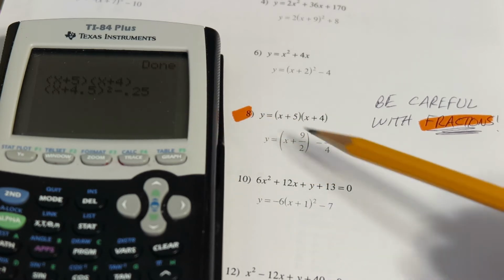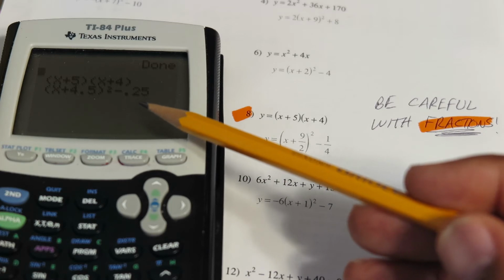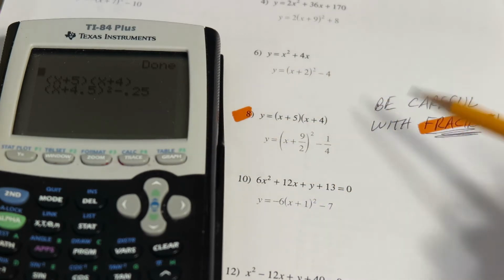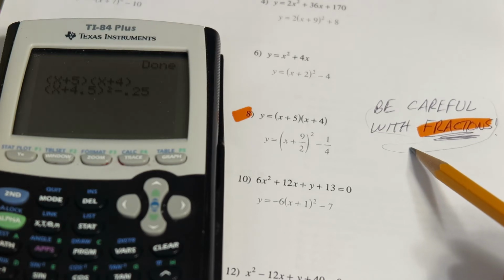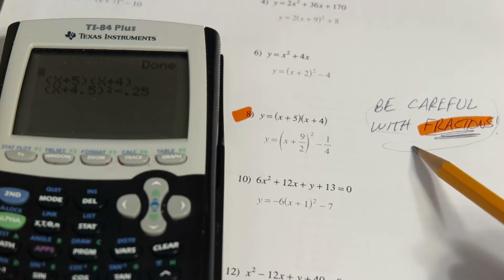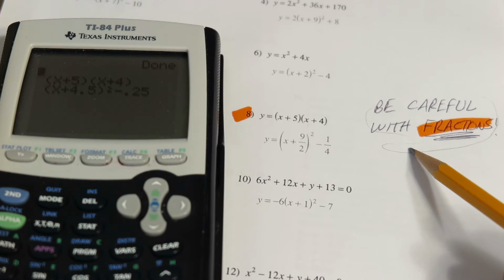Negative 1/4 is easy. That's a negative 0.25, so it handles that. But you just have to be careful. That's why I put this note here. If you're trying to go to vertex form, you've got to be extremely careful. Sometimes you'll get a decimal vertex, and the numbers are really messy. So just be careful with that.